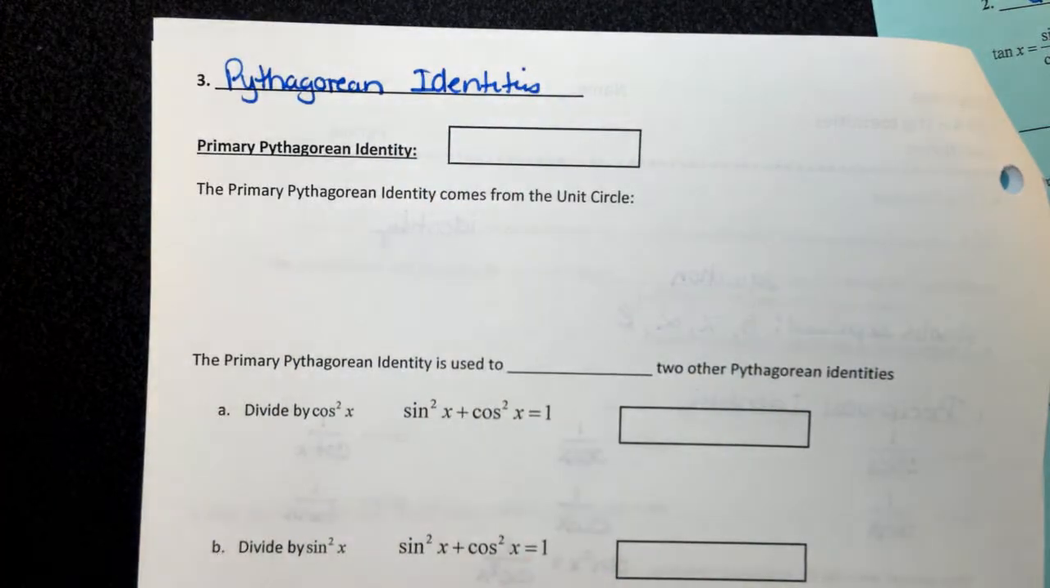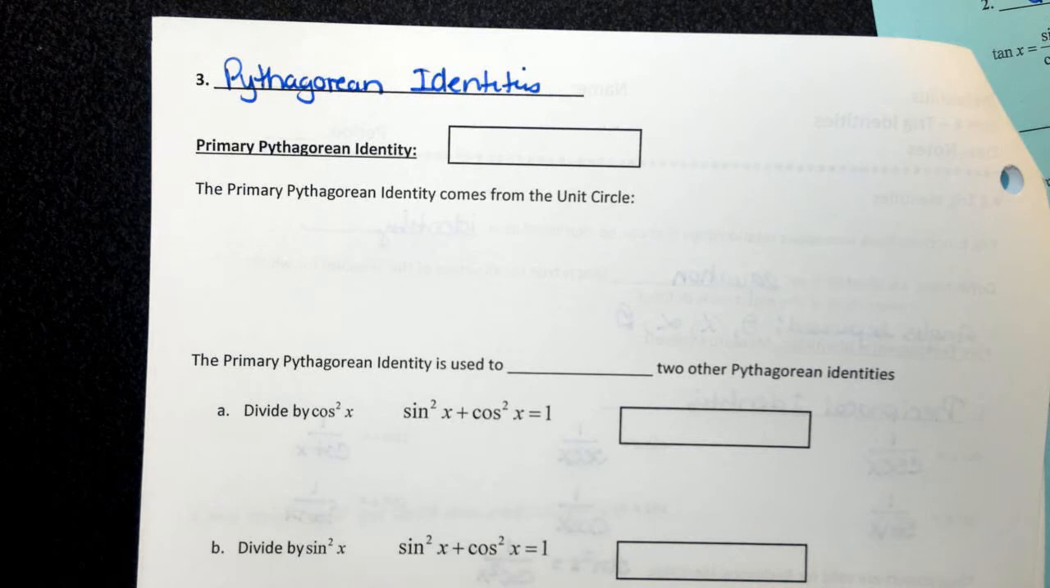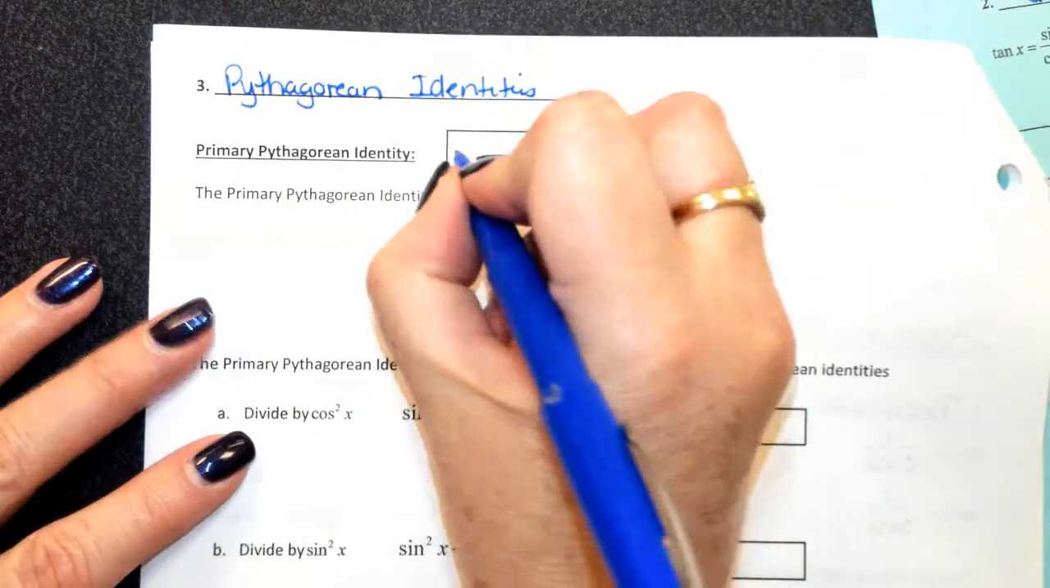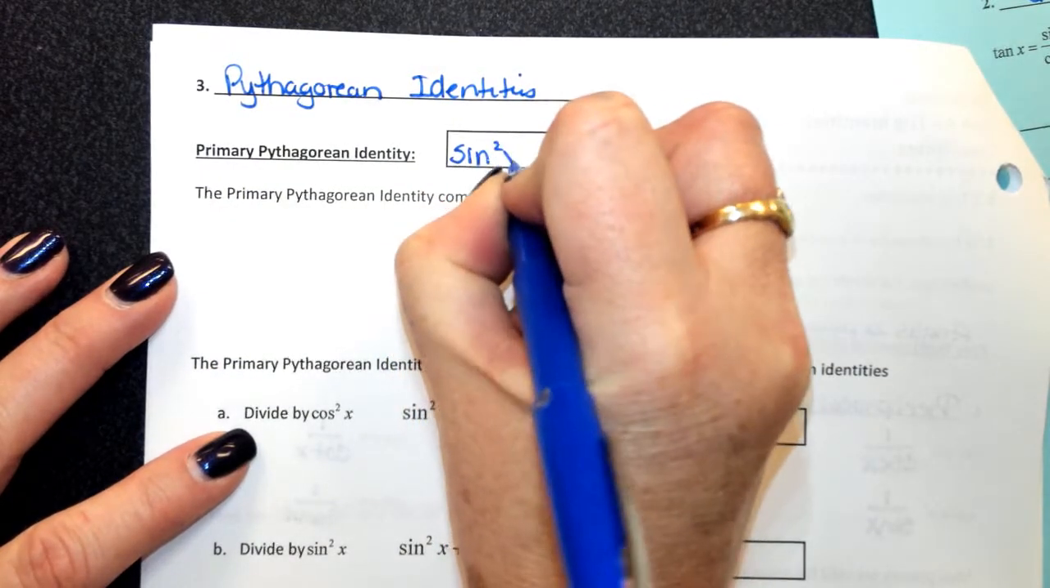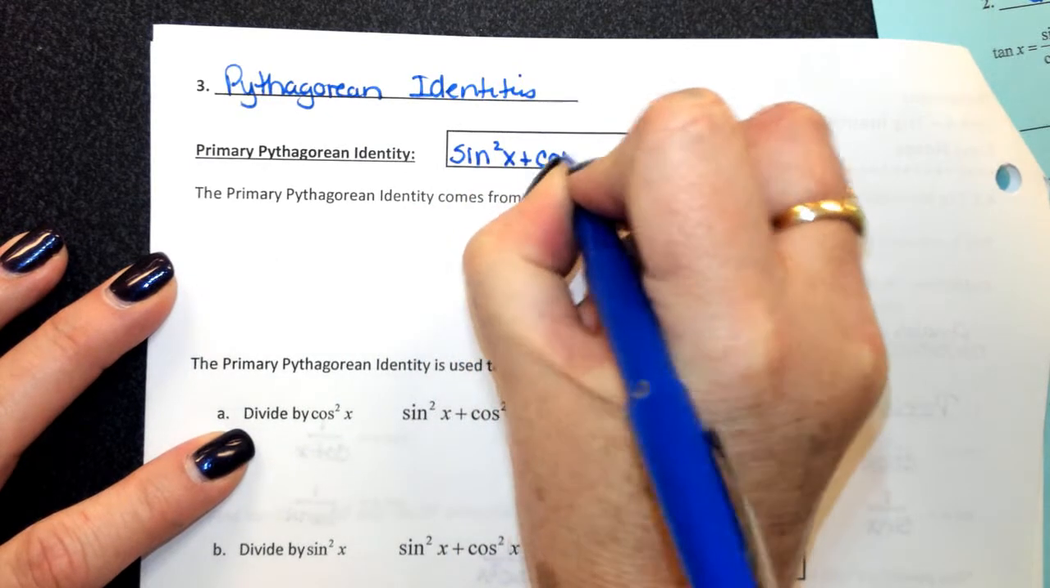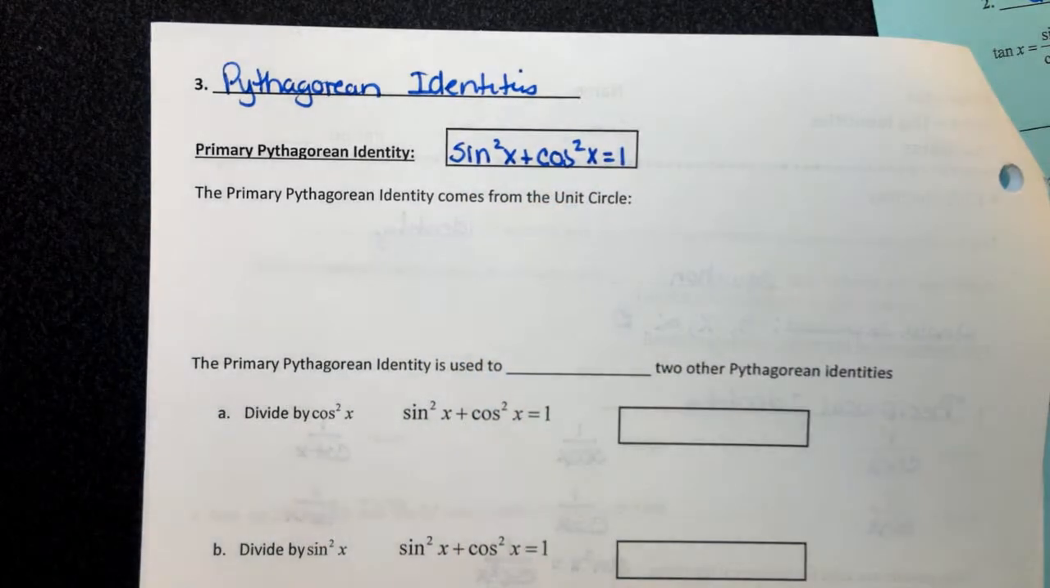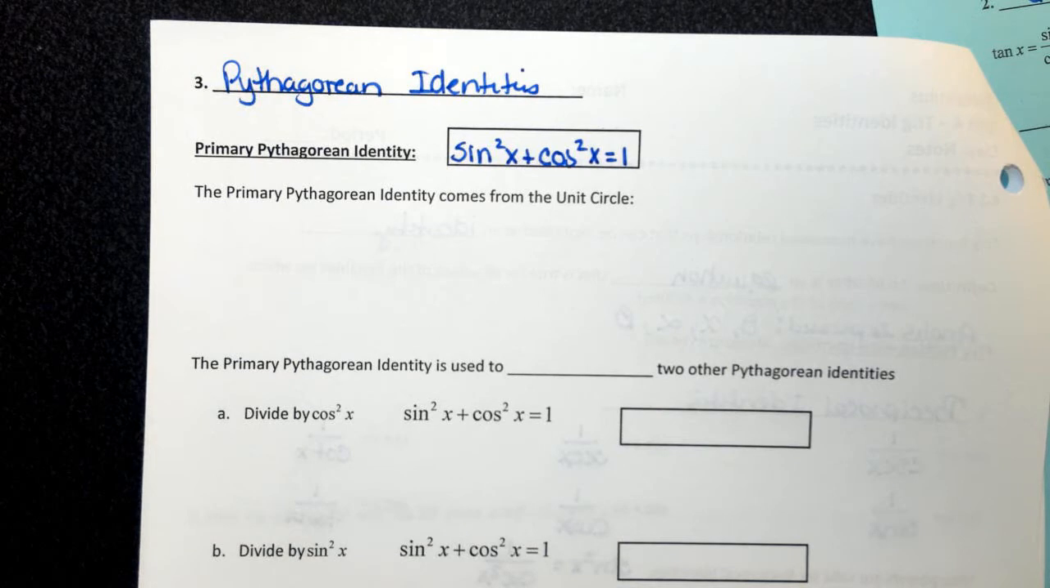And yes, you're familiar back from geometry with your Pythagorean theorem. And actually, these Pythagorean identities in trig derive from the Pythagorean theorem that you learned back in geometry. The primary Pythagorean identity is sine squared of x plus cosine squared of x is equal to 1. That's probably the one formula that we use over and over again.